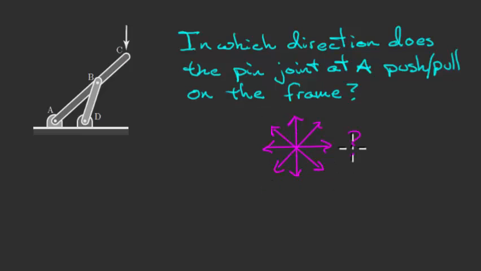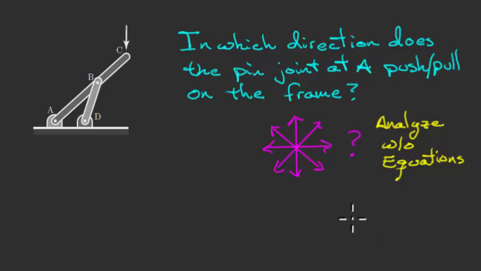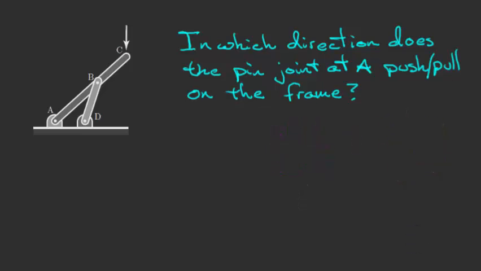And what we're going to do, just like the previous problem, is analyze this without any equations. That is, we're not going to set up specific equilibrium equations and solve for unknowns. We're going to use principles of statics to get this qualitative information, whether we're pushing up or down, left or right, or some combination of those. So as before, we're going to start this problem with a free body diagram. So let me label that FBD.